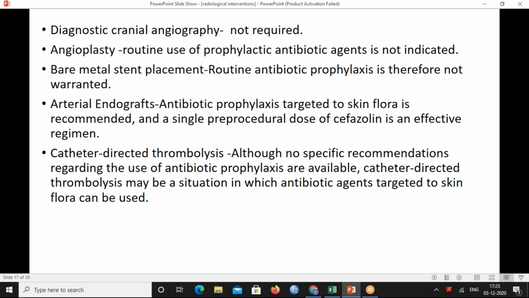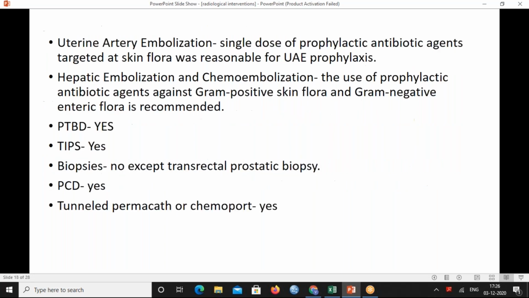Like for diagnostic cranial angiography, prophylactic antibiotic is not required. For angioplasty, for bare metal stent placement, no prophylactic antibiotic is required. But for endografts, for arterial graft procedures, they have recommended a single dose of prophylactic antibiotic. For catheter-directed thrombolysis, again there is no specific recommendation, but a single dose of antibiotic should be given. This should be targeted to the skin flora. For uterine artery embolization, single dose.